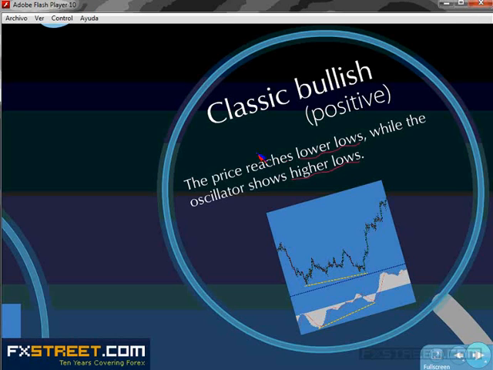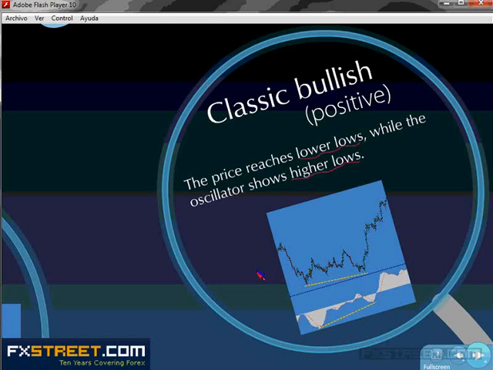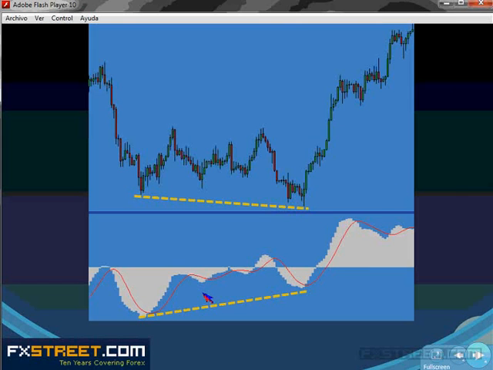Then we have the classic bullish, or positive, divergence. The price reaches lower lows while the oscillator shows higher lows. It's the opposite of the previous one. It's relatively easy to spot. The only thing is that we verify each time that there is really a divergence. For instance, we have here a higher low in the oscillator, but it is not confirmed by price. So we have to wait for further moves into lower levels, but already with less strength. And here we have the divergence analysis.